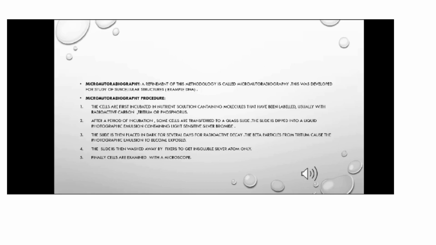After a period of incubation, some cells are transferred to a glass slide. The slide is dipped into a liquid photographic emulsion containing light-sensitive silver bromide. The slide is then placed in the dark for several days for radioactive decay. The beta particles from tritium cause the photographic emulsion to become exposed. The slide is then washed by fixers to get insoluble silver atoms only. Finally, cells are examined with the microscope.